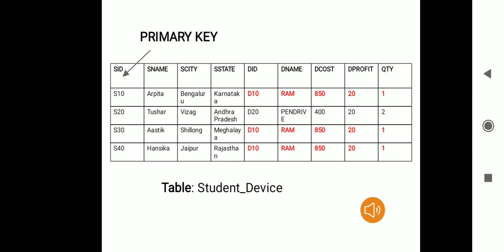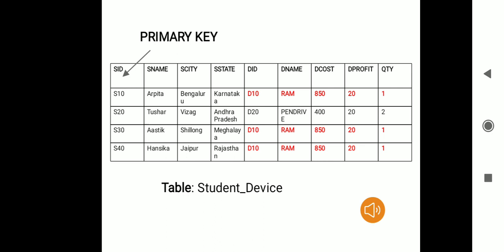Just consider the table student device in this slide. All the rows in the table are uniquely identified by the SID. This is because each entry under the SID column has distinct values, which are S10, S20, S30 and S40. Clearly, there are no duplicate rows. That's why SID acts as a primary key column for this table named student device.